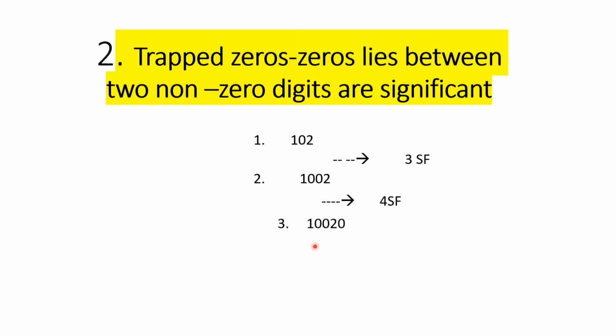Now let us consider 1, 0, 0, 2, 0. So here you have to count the number of trapped zeros. How many zeros are trapped? Two zeros are trapped in between two non-zero digits, 1 and 2. So therefore 1, 0, 0, 2, you just count these 4. Okay, so 4 significant figures. So this last 0 is not trapped. It is not between two non-zero digits. That's why we are not considering this 0.